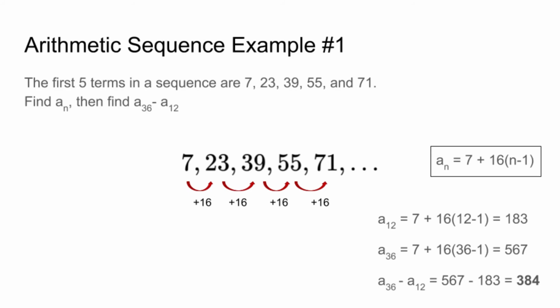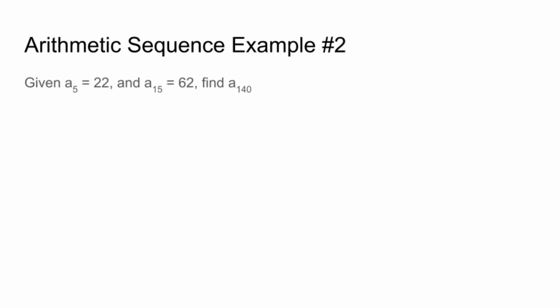So our 12th element in the list is going to be 7 plus 16 times 12 minus 1, which is 183. And then our 36th element is 7 plus 16 times 36 minus 1, or 567. Now that you know A36 and A12, to find the difference between those two numbers, you can just subtract the two to get 384. All right, that was the first practice problem.